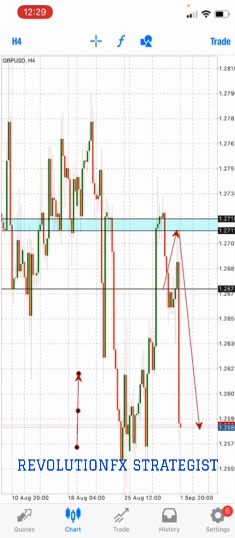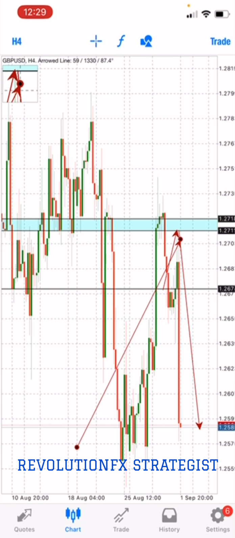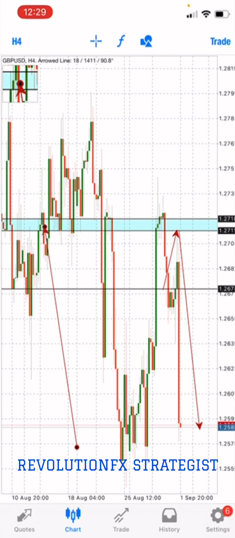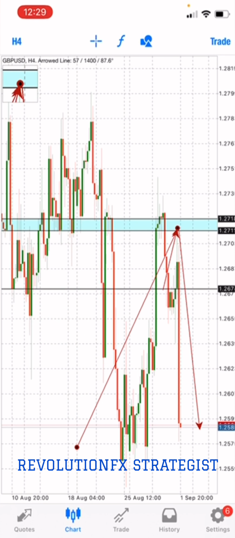Now, as you can see, this is our GBP USD chart. When the NFP news release came, the market, I believe, was somewhere around here. Okay, and then it spiked all the way to this area here. This one here is a strong resistance zone. As you can see, this is a very strong resistance zone.